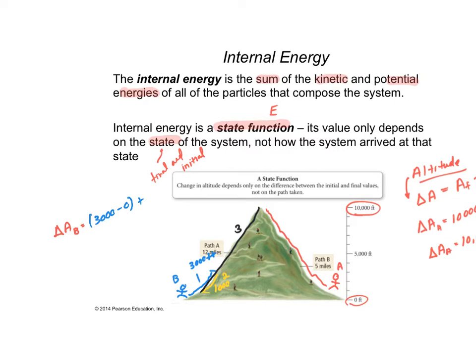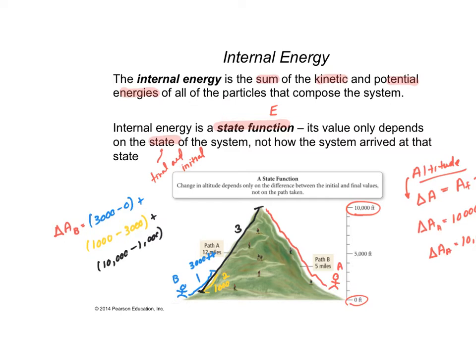Final was 1,000. Oh, we shouldn't use yellow ever. Minus the initial, which was 3,000. Okay, and then we're going to add to that the final little chunk, which was little part 3, change in altitude 3. Okay, so in change in altitude 3, he went from 1,000 all the way up to 10,000. So final is 10,000 minus initial, which was 1,000.